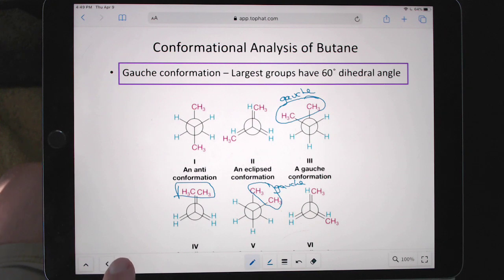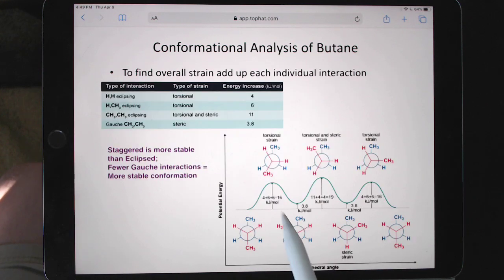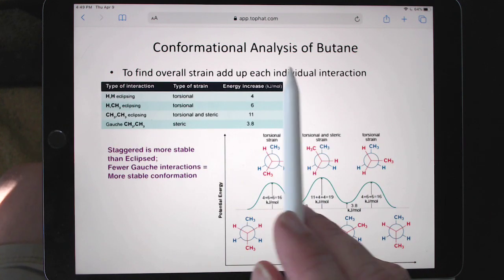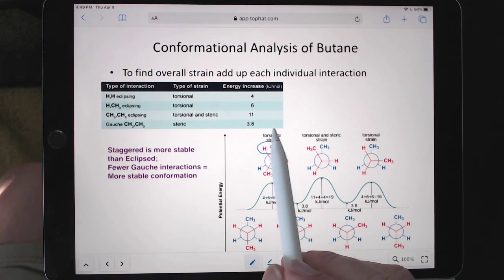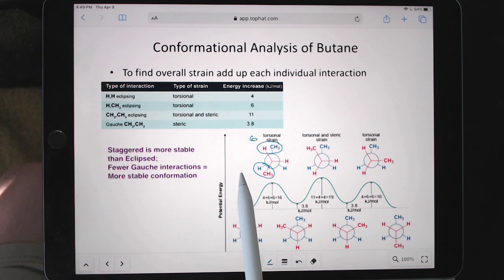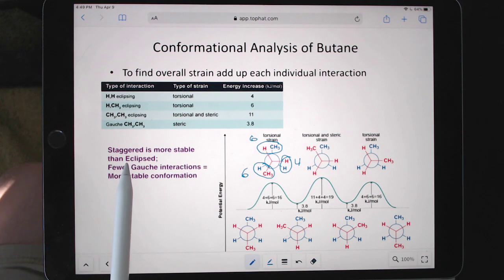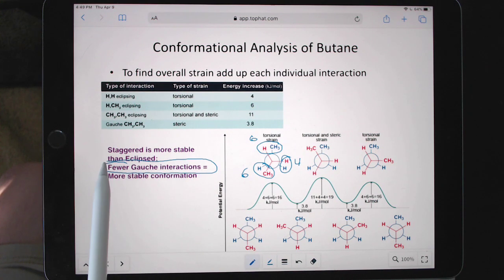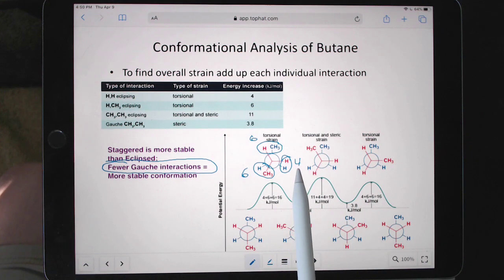What you need to know is how to work through the conformations. If you were to calculate these, you could say this eclipsing one is 6, this one is also 6, and this one is, I think, 4. To find the most stable one, you want as few gauche interactions as possible. You need to go through each one, because the more stable one is always going to be a staggered conformation.